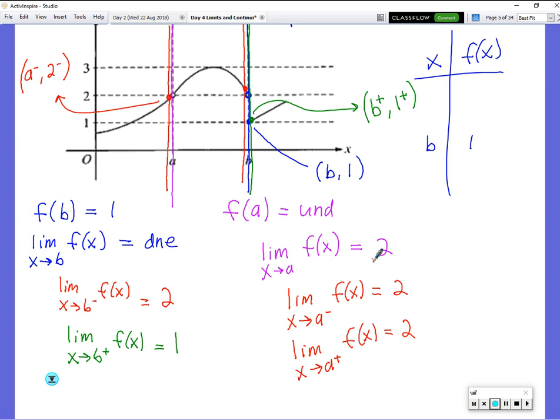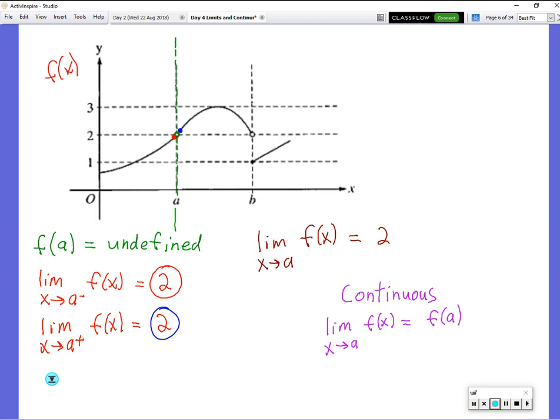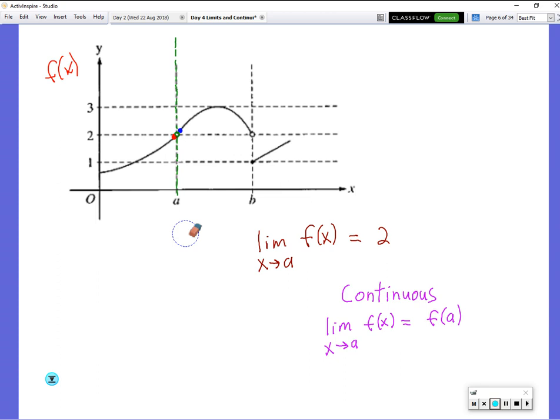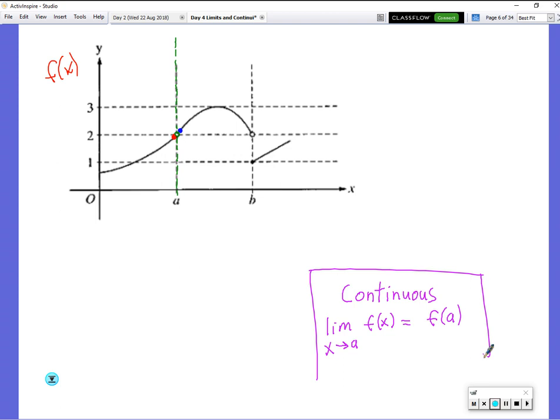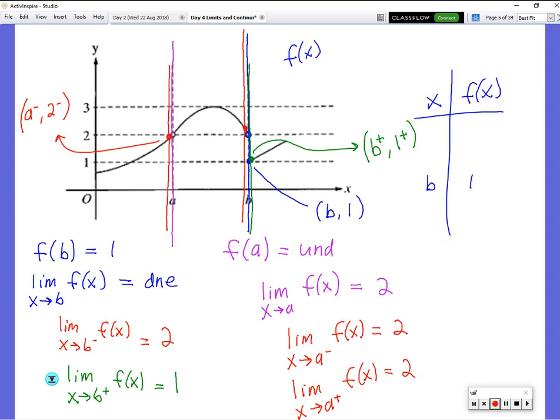Okay, definition you need to memorize is this. A function is continuous at a point if the overall limit is exactly the same as the value of the function at that point. So here we saw that at x equal a, that is not true. The limit and the value of the function don't match, so the function is not continuous.